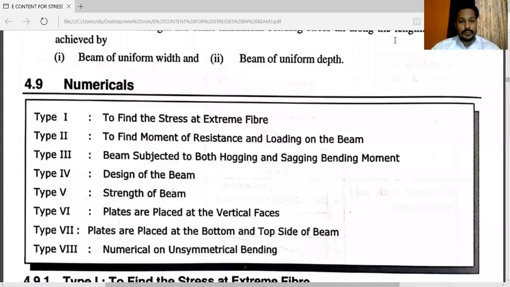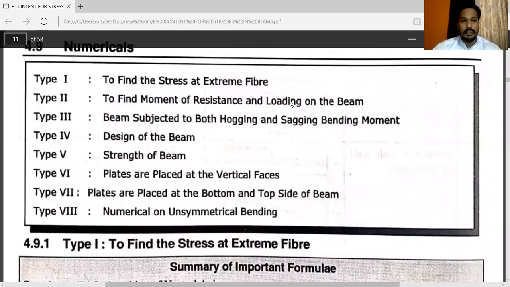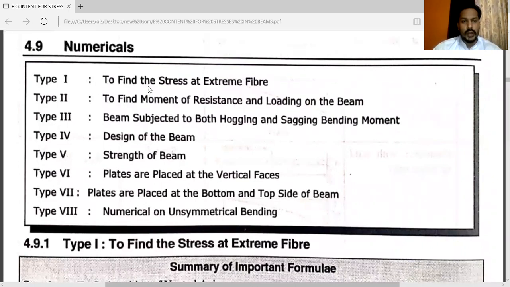Hello friends, in the previous video we have seen theory related to stresses in beams. In this video we will see the different numericals on stresses in beams. See, the first type of numerical is to find the stress at extreme fiber.